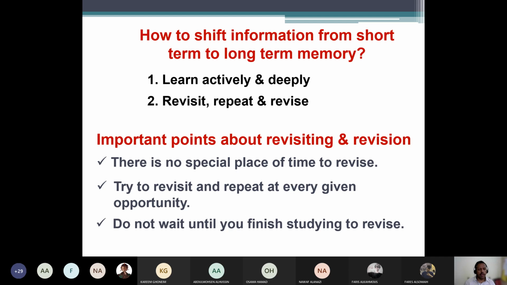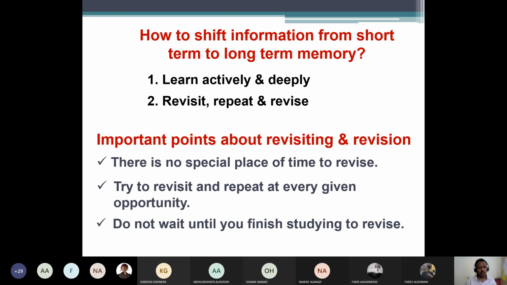When you are going to repeat or revise, there is no special time for revision. Immediately after the lecture you can revise. After the end of the day you can revise. Next day morning you can revise, many times. There is no special time like, only after one week you have to revise. No, it's not the time. You have to revise at every given moment for any information. If you finish something, try to repeat and revise many times.